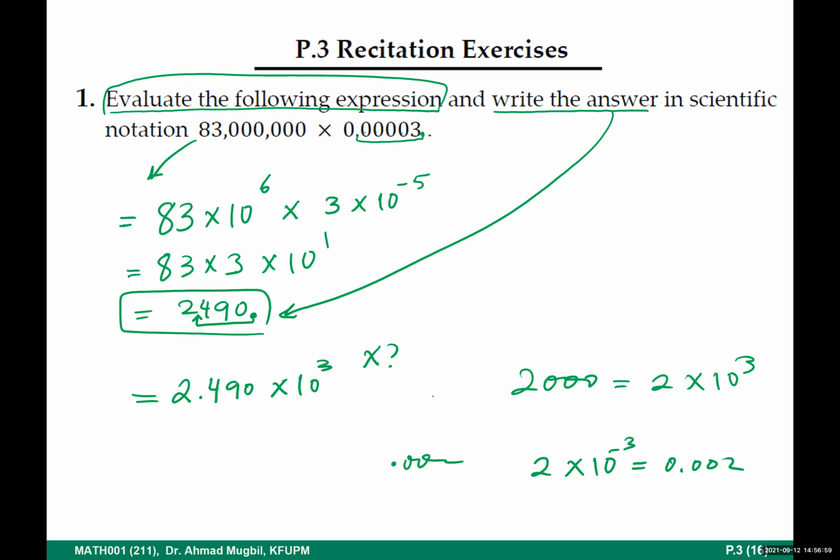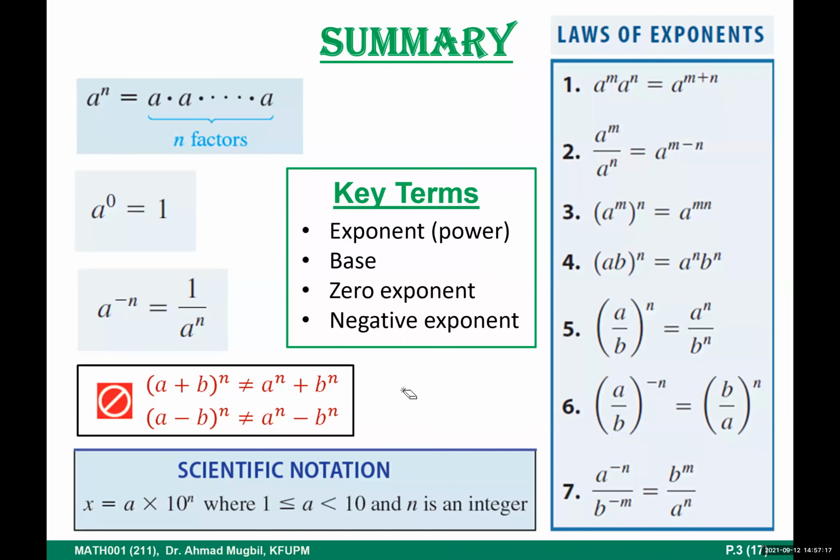But there is no need for writing the 0 here. Any zeros you add here have no meaning, so you can stop here and write it like that. So it is 2.49. Don't approximate. Don't say 2.5. We need here to find the exact value.